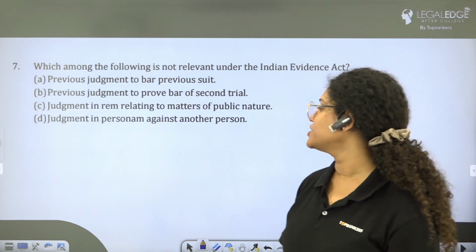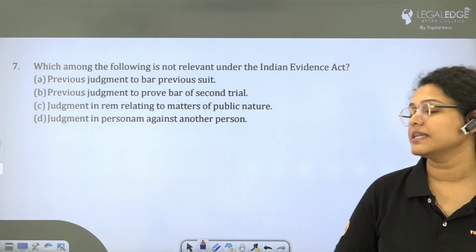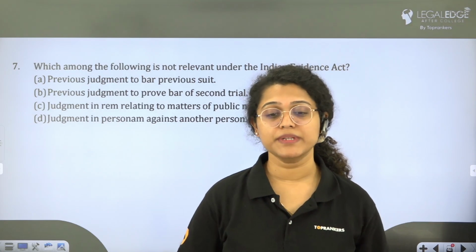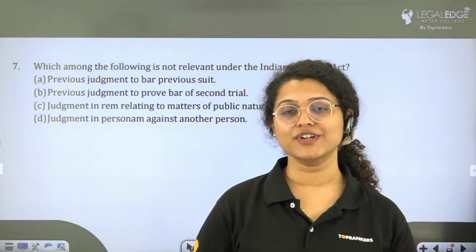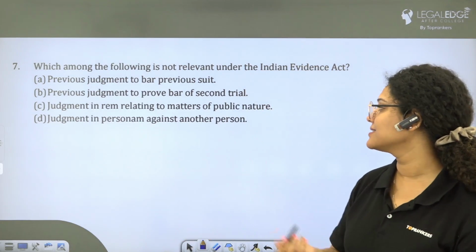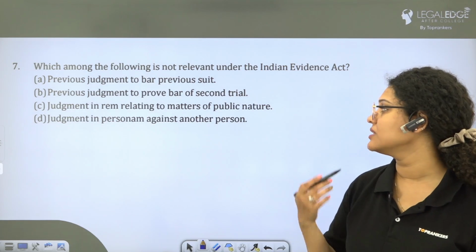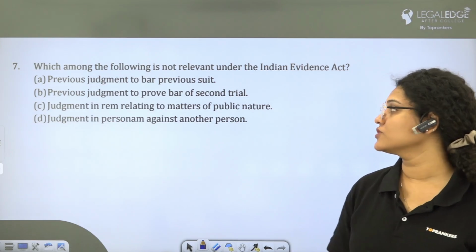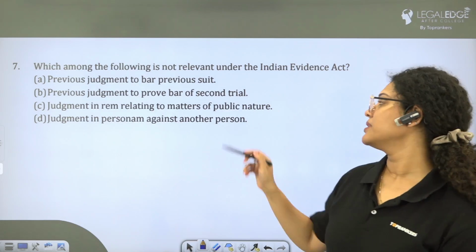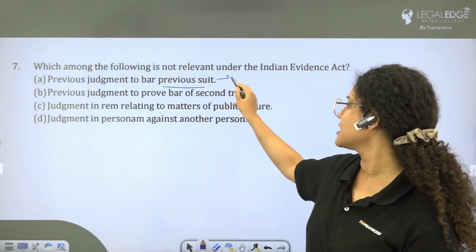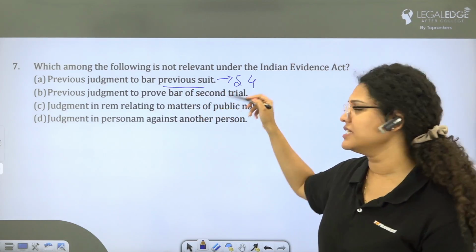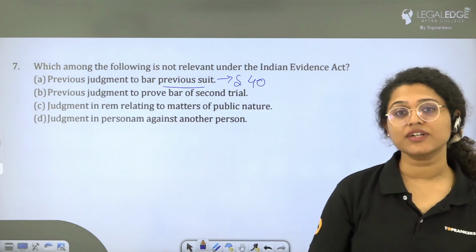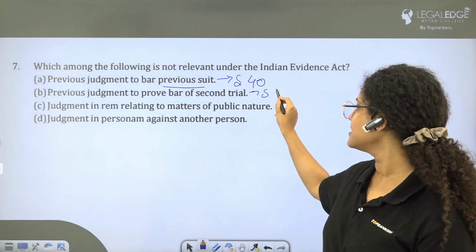Question number 7. Which among the following is not relevant under the Indian Evidence Act? A. Previous judgment to bar a previous suit. B. Previous judgment to prove bar of a second suit, of a second trial. C is judgment in rem relating to matters of public nature. D is judgment in personam against another person. So what among these is not covered in the Indian Evidence Act? Previous judgment to bar a previous suit: this is covered under Section 40, right? Previous judgment to prove bar of a second trial: this also gets covered under Section 40.